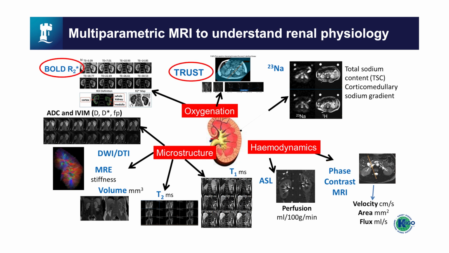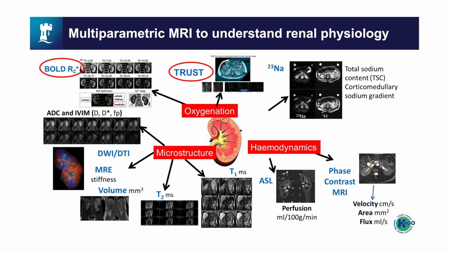Some MR measures are also sensitive to changes in tissue oxygenation. So BOLD MRI is well known in this regard. And BOLD exploits the paramagnetic effects of deoxyhemoglobin, which then affects the MR parameter T2 star.